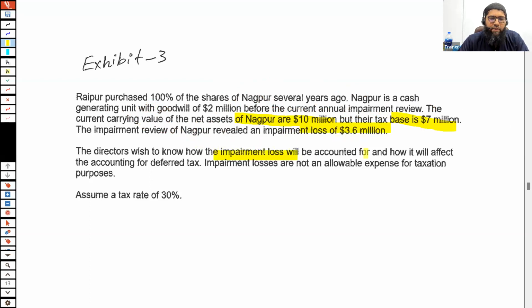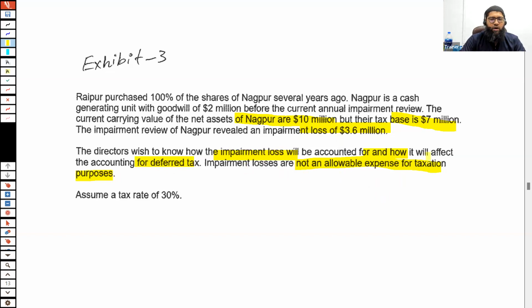Directors wish to know how the impairment loss will be accounted for and how it will be accounted for in deferred tax. Impairment losses are not allowable expenses for taxation purposes. Now let's try to understand how exactly all this is going to work. The carrying amount of the net assets is 10 million, but their tax base is $7 million. The impairment review revealed the impairment loss to be 3.6 million, and we need to see how it will affect the accounting for deferred tax.